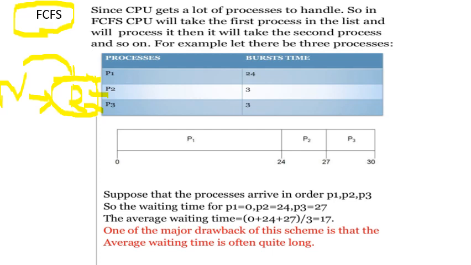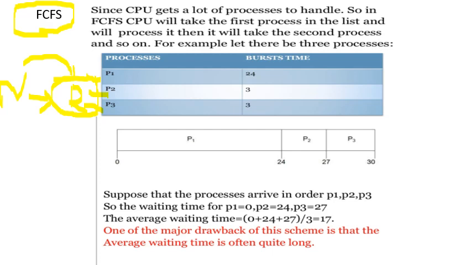Now we'll understand what burst time is. Burst time is nothing but how long the process P1 wants the CPU for execution. I'm just considering it in milliseconds. So it wants 24 milliseconds of CPU time to execute the process. Next, P2 requires 3 milliseconds to execute, and P3 also requires 3 milliseconds. Burst time is nothing but the total execution time.